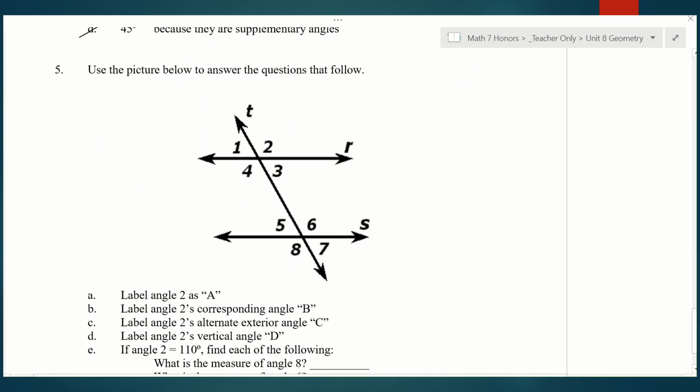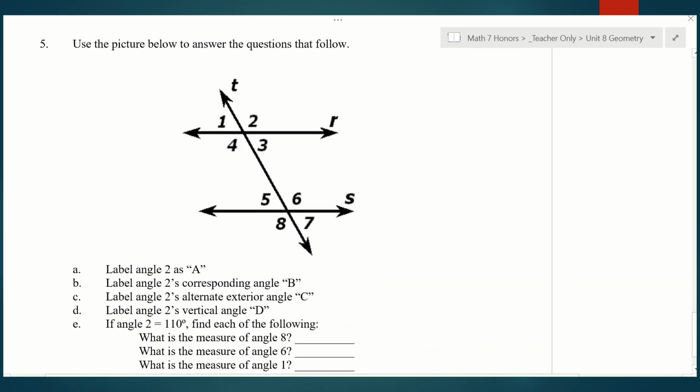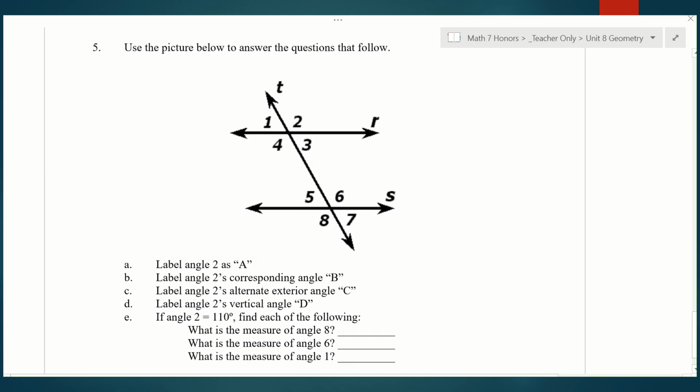All right, guys, last one here. We are going to use the picture below to answer the questions that follow. All right, so here's a new picture for us. Part A says, label angle 2 as A. Label angle 2's corresponding angle B. Corresponding angle, again, means it's in the same position in its little group of 4. So angle 6 is the same as angle A because they're both in that top right of their group of 4. So that's going to be angle B.